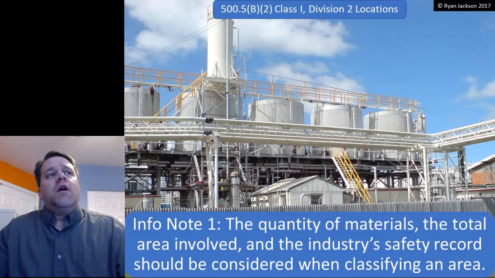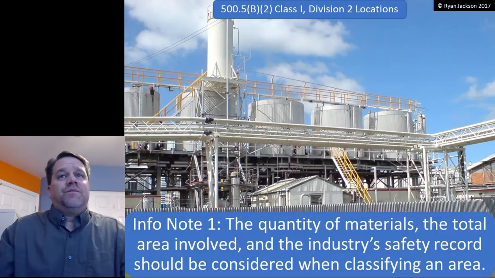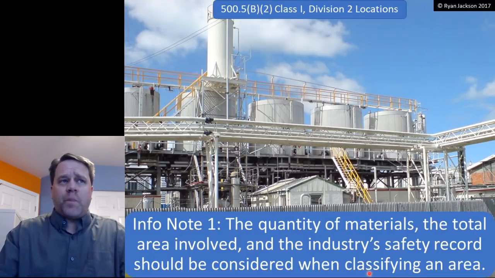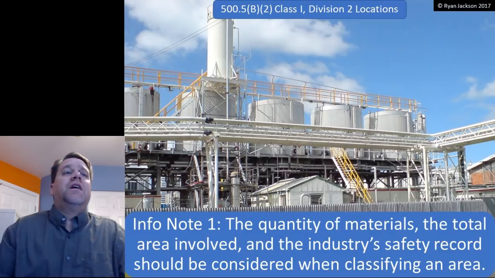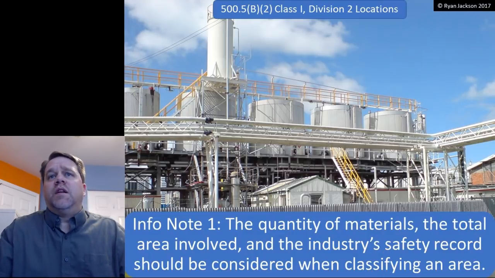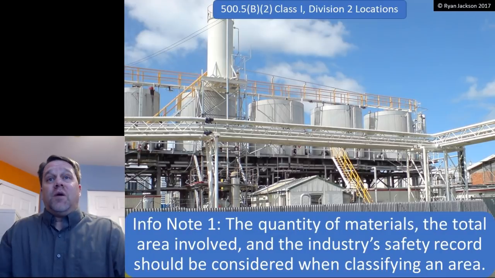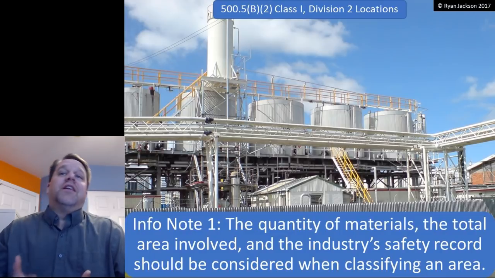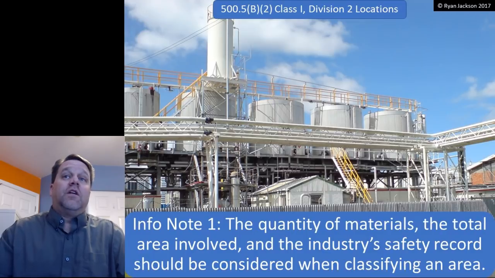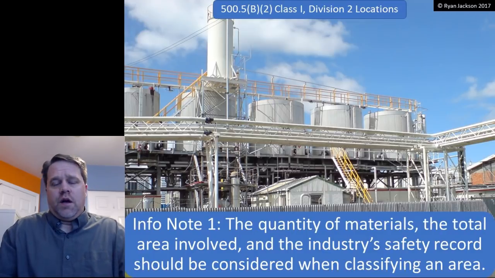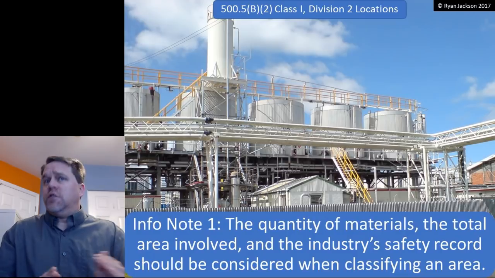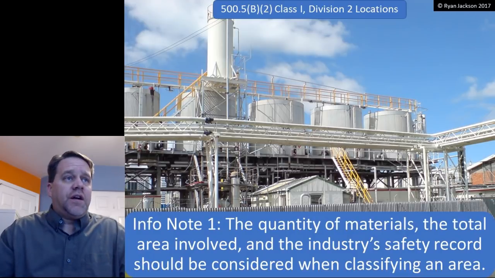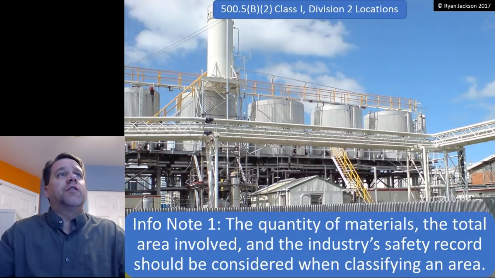I agree. But am I going to classify the location? Probably not. There's not a lot of quantity involved here, and the total area is large, and we have mechanical ventilation, and the industry's safety record should be considered. You ever heard of a nail salon blowing up? Me neither. So we probably ought to consider the industry's safety record. Thus far, it's shown to be a safe location. You can compare that to individual facilities that do not have a good safety record, and maybe we should classify those areas more stringently based on their safety record.